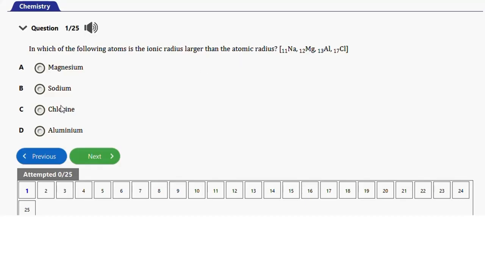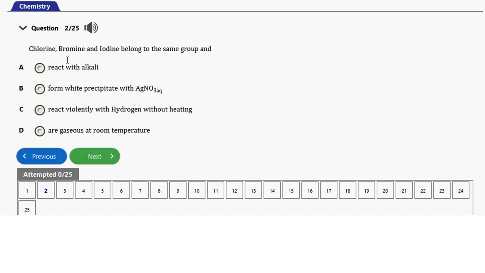Alright, the next question will be this one. It says chlorine, bromine, and iodine belong to the same group and react with alkali, form white precipitate with silver nitrate, react violently with hydrogen without heating, and gaseous at room temperature. The right option is option A, react with alkali. Alright, so that's it for this question.